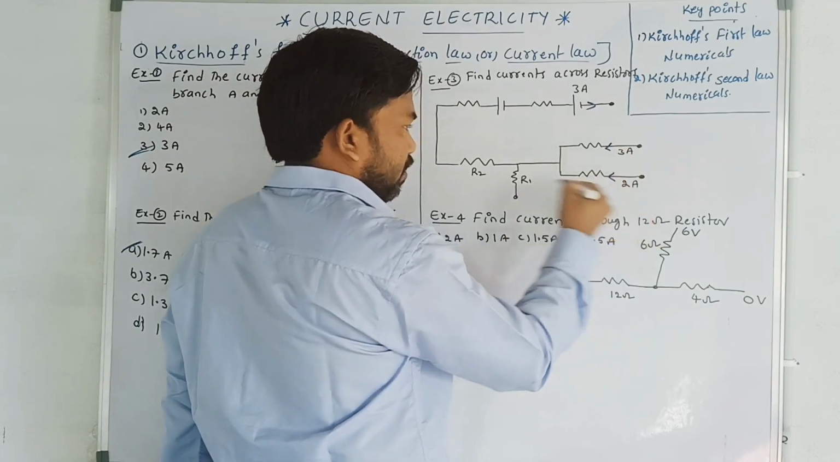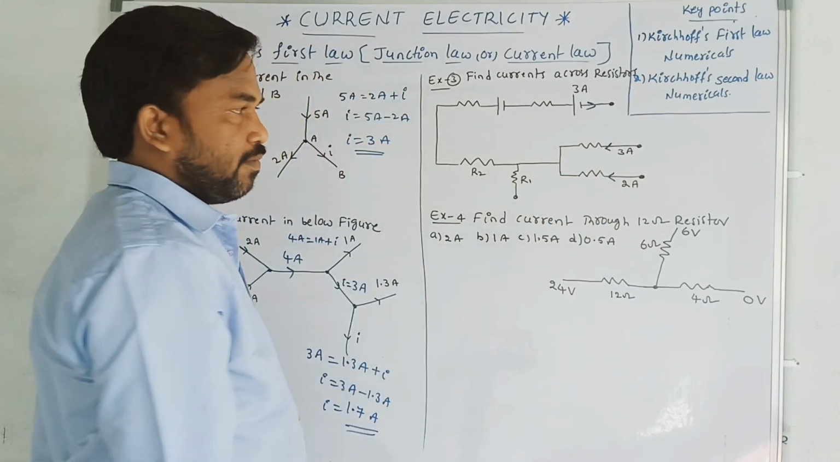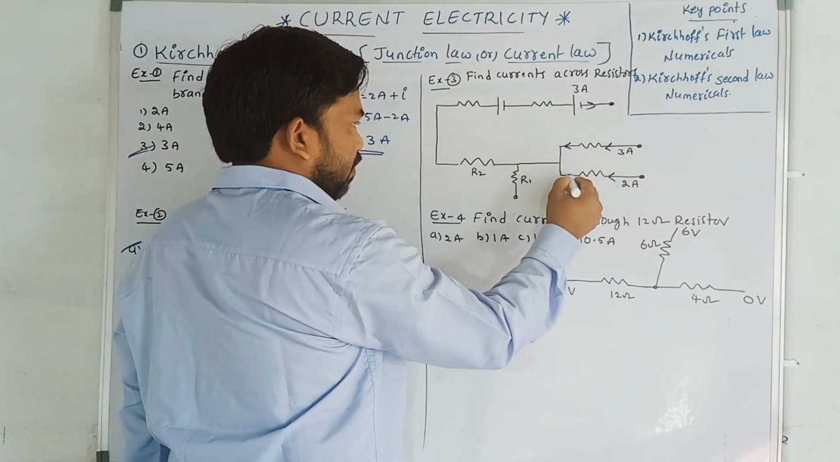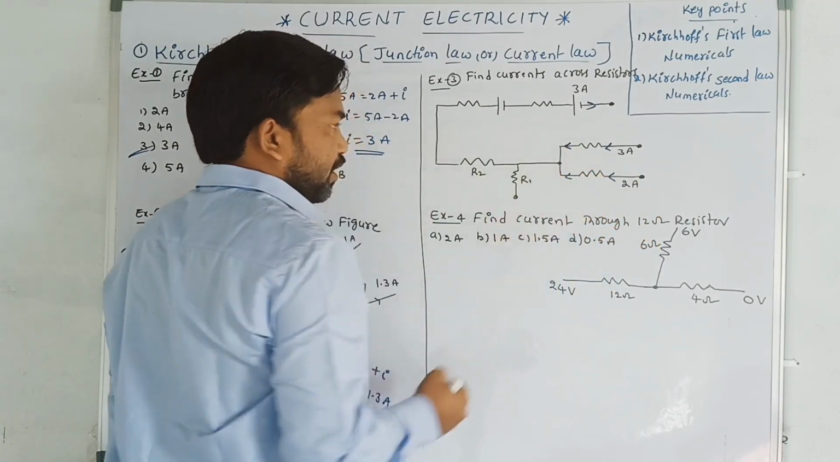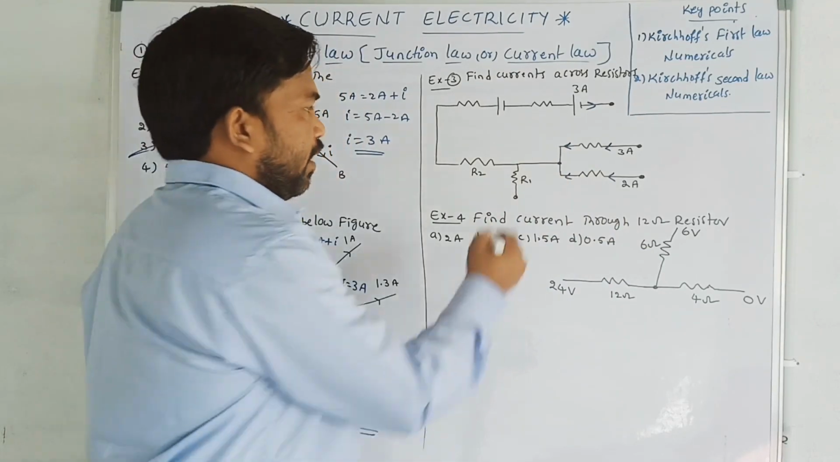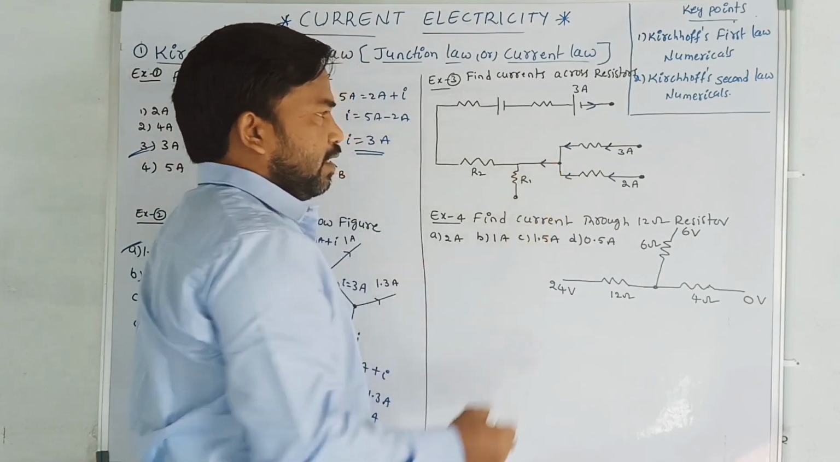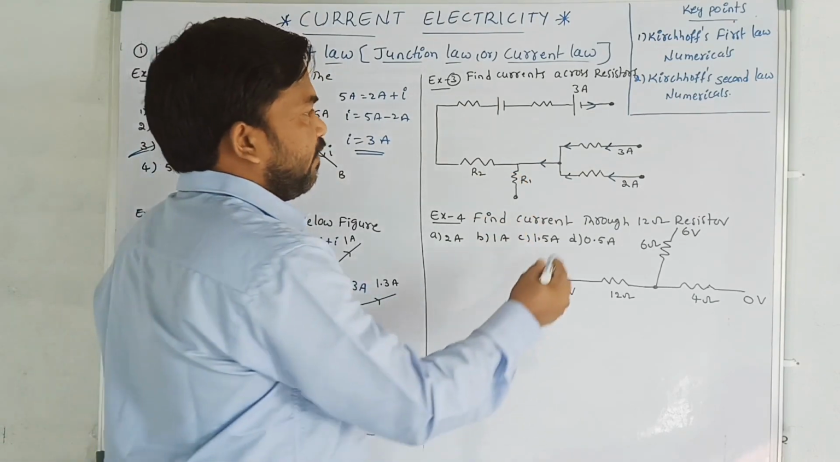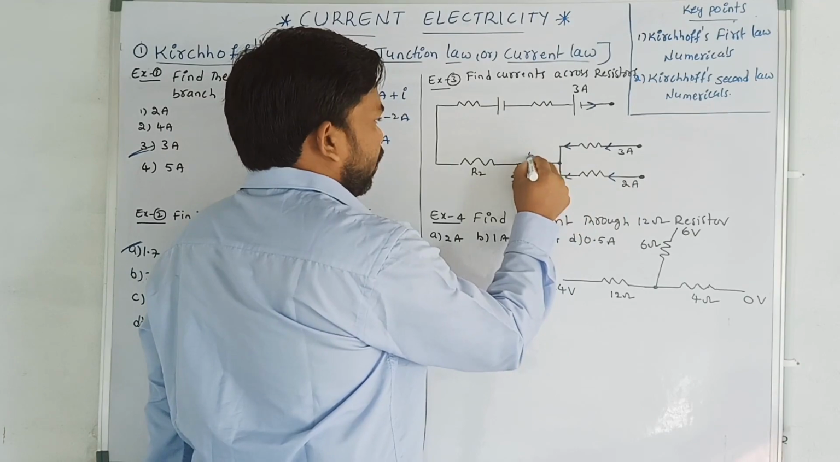These are the currents which are coming: 3 ampere current and 2 ampere current coming like this. Again, they are meeting at a junction, and a current is leaving from the junction. So what is that current value? Directly we can say 3 plus 2, how much is this?